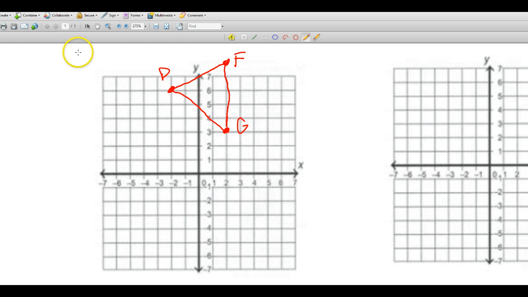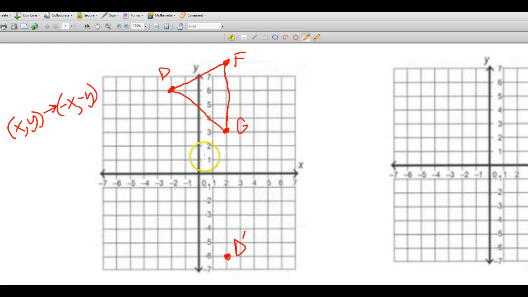And then when you rotate 180 degrees about the origin, the rule is x, y will map onto opposite of x, opposite of y. So the image of D, since this is at -2, 6, now it will be at 2, -6. So I'm rotating it 180 degrees in this direction around this point.